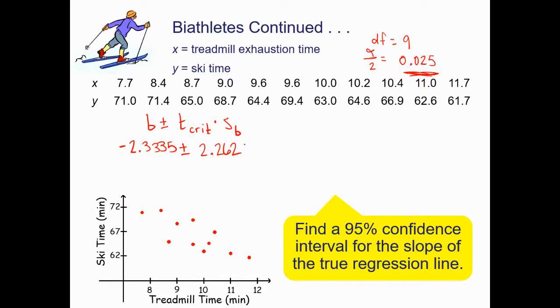2.262. And then what was the standard deviation of the slope? I mean, we could calculate it, but they actually gave it to us in the output. I'm sorry, 0.5911.